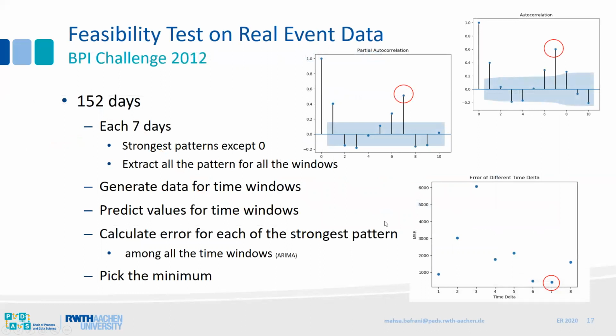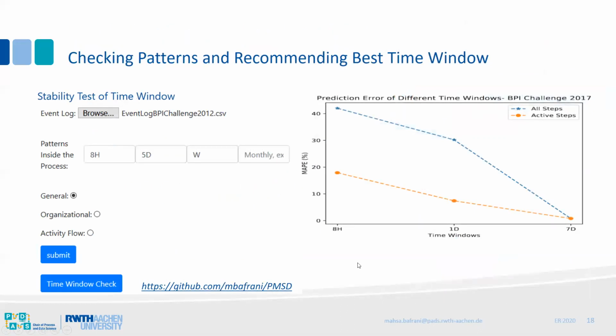So also we have this information that I explained in more detail, and then you can see, if we have it for the day, let's say, that the higher value we have for partial autocorrelation or also autocorrelation in 2012 is for 7 days. And also this is the time delta and the different models that we train for different time windows, and it shows which one is the best to be picked as the time window of our simulation.